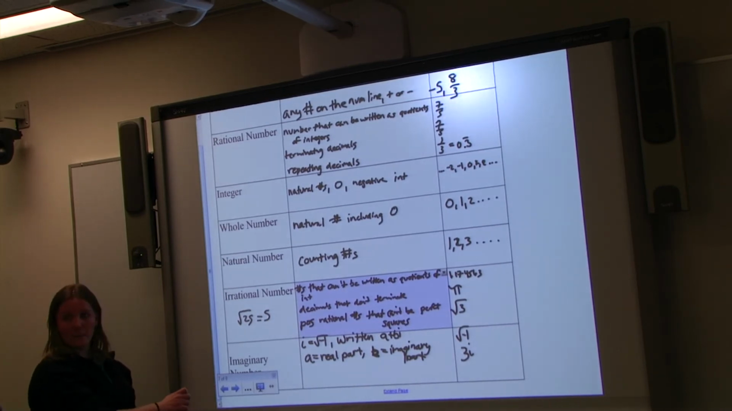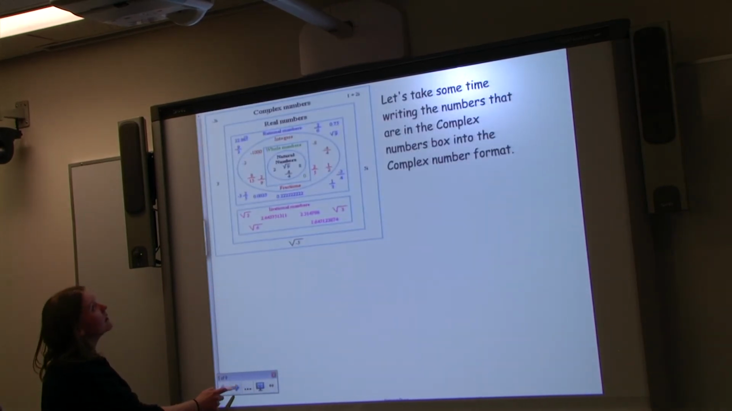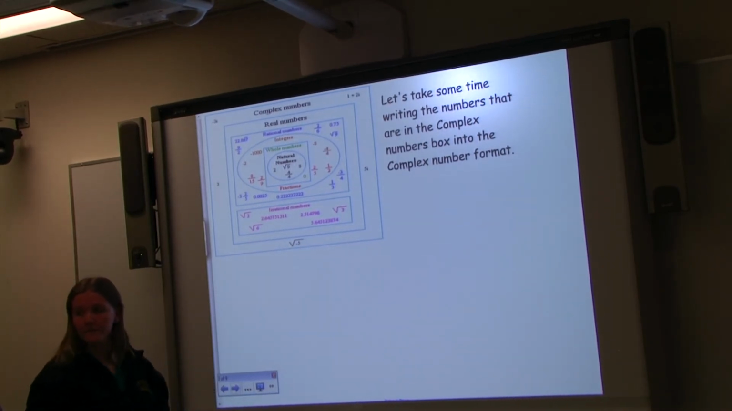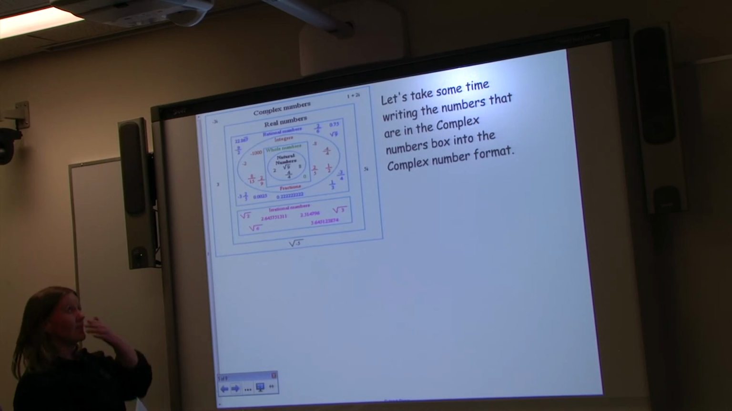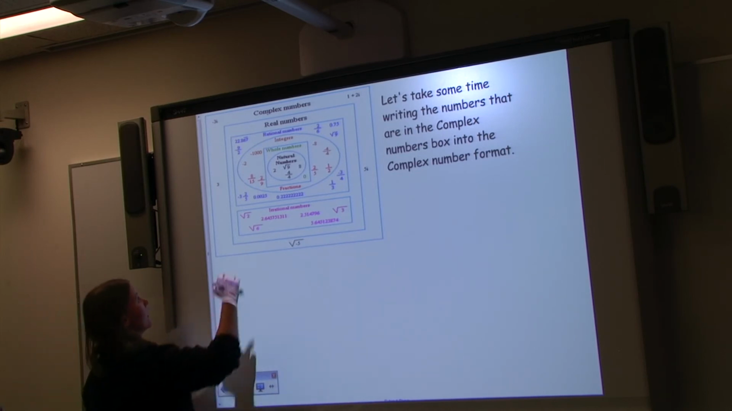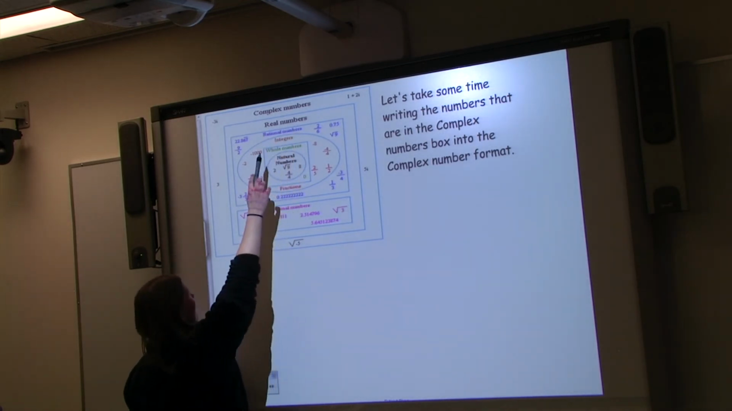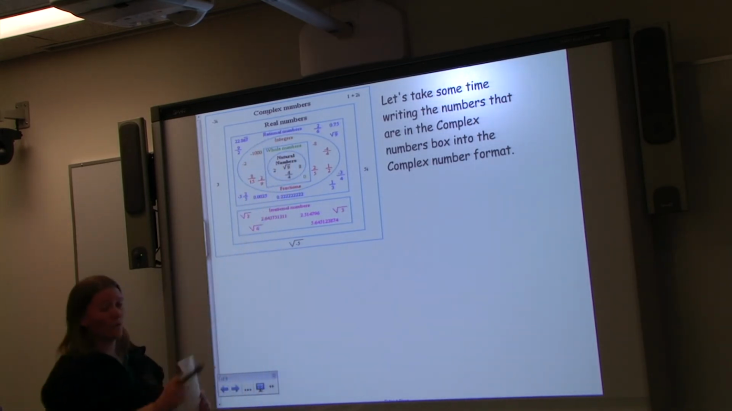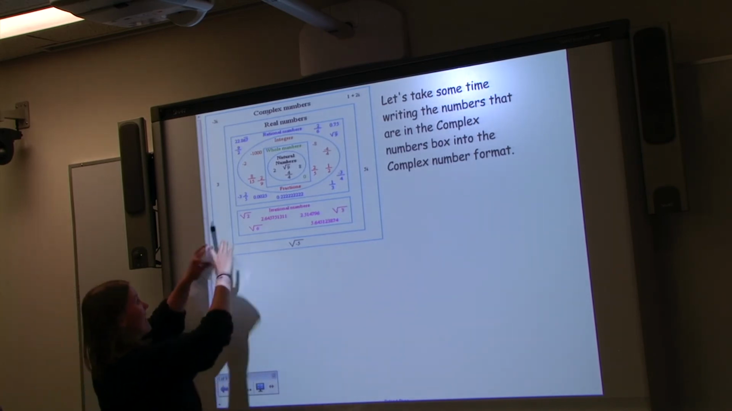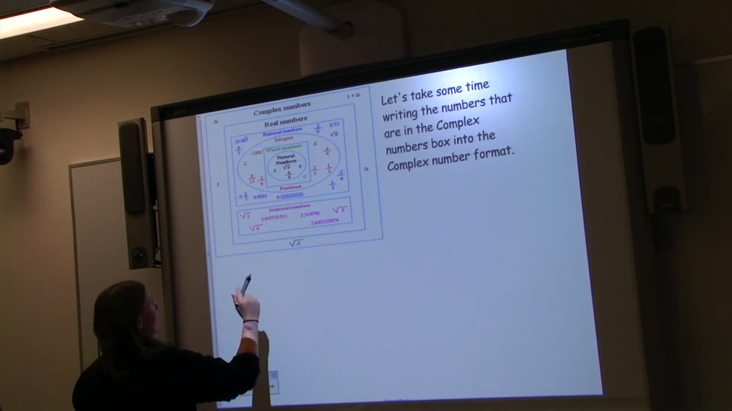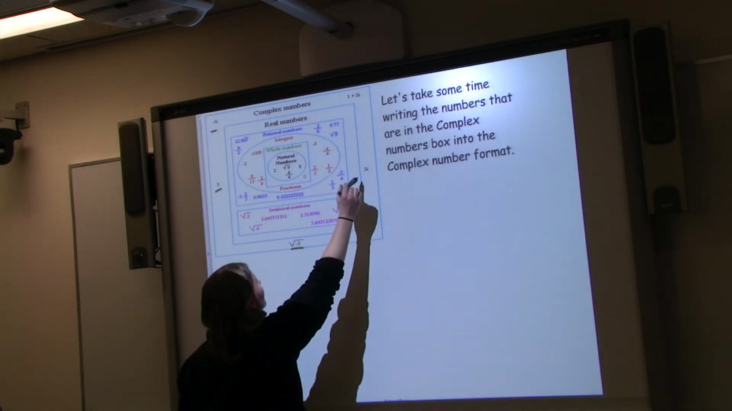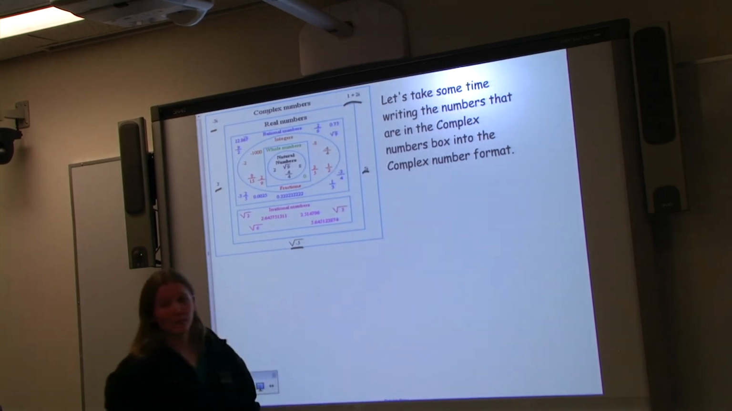Good to go on, guys? Okay, so we have this chart. It's actually on the back of your handout. This basically explains everything that we've gone over so far. You have your real numbers here, and everything under that is what you have learned previously. Today, we're stepping outside of that box, and we're saying that these numbers are complex numbers.